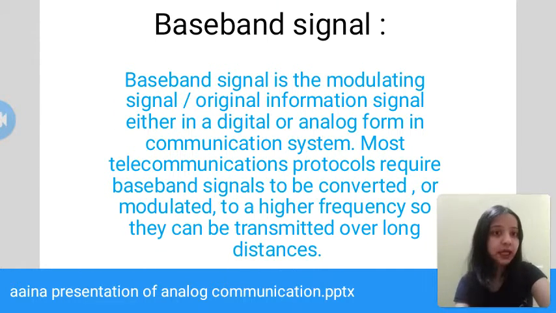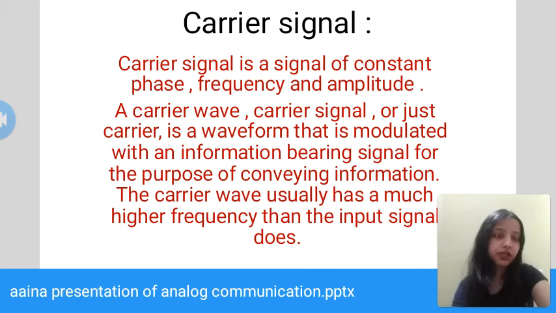So what is a baseband signal? A baseband signal is the modulating signal or original information signal, either in digital or analog form, in a communication system. Most telecommunications protocols require baseband signals to be converted or modulated to a higher frequency so they can be transmitted over long distances. Now we have the carrier signal.